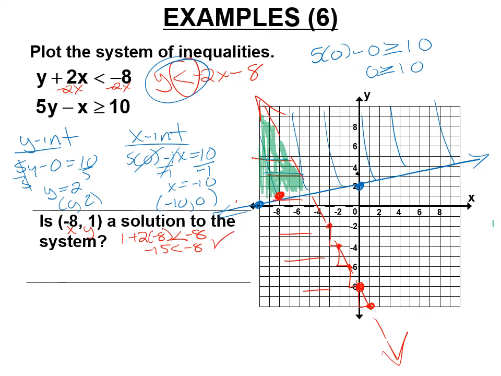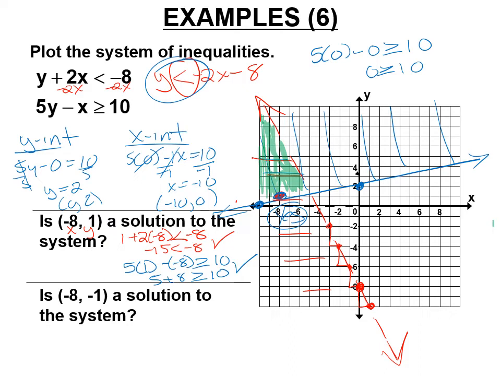Then we'll do the blue one, the bottom equation. 5 times the y, which is 1, minus x, minus negative 8, is greater than or equal to 10. So 5 minus negative 8 is plus 8. 5 plus 8, which is 13, greater than or equal to 10? Yes. And so that is a yes. It is a yes for both inequalities. Two ways to check. If you're close to a line, you want to do this, because you have to be sure your graph is right if you're going to use the graphing method.